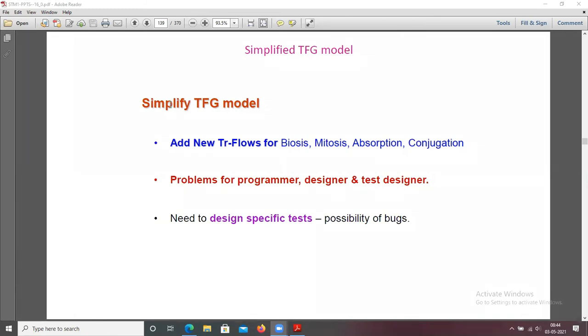Simplifying the TFG model is nothing but simplifying the transaction flow graph model. What are the applications of transaction flows? Transaction flows are essential for defining requirements of complicated systems. They are especially used in online systems.